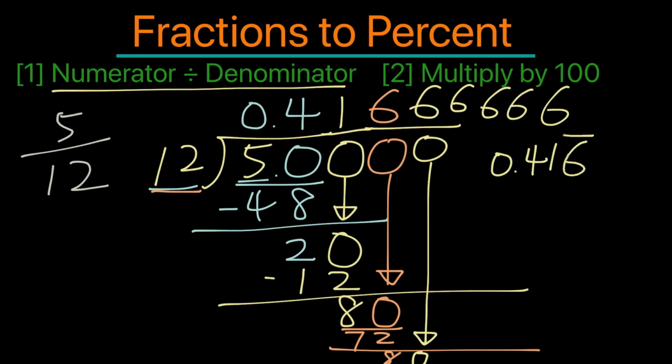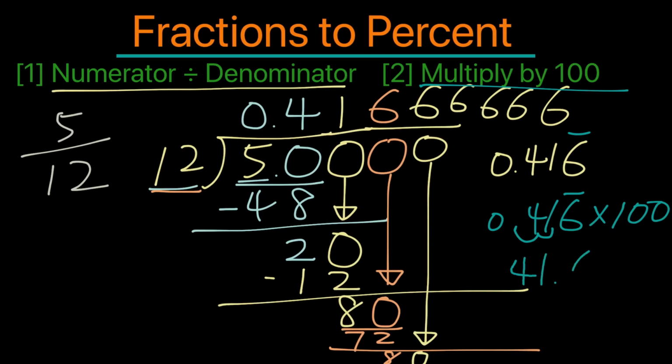Now we'll do the second step, which we're taking 0.416 times by 100, and we're moving the decimal point two places, which becomes 41.6%. And that is our answer.